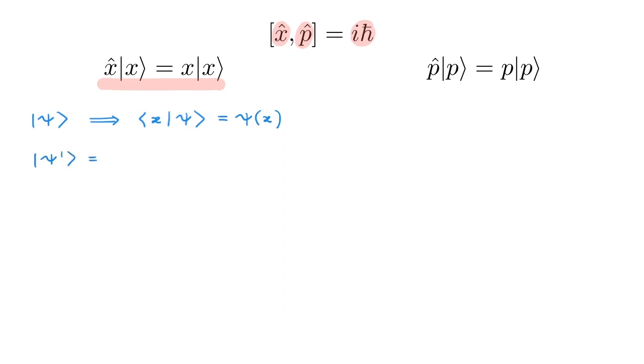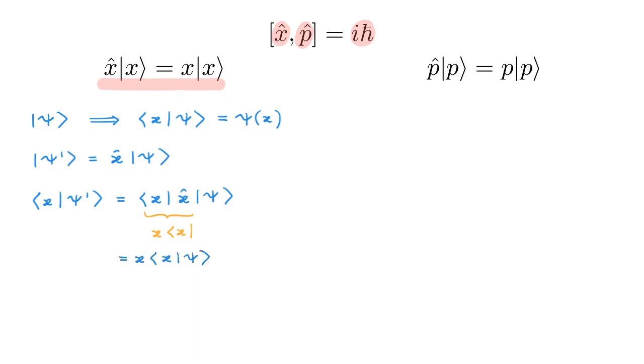To see how the position operator acts on wave functions, we start by constructing the ket psi prime, which is equal to the ket formed by the action of the position operator on the ket psi. The next step is to see what the ket psi prime looks like in the position representation, so we calculate the bracket between x and psi prime, which gives us the bra x, x hat, ket psi. Then we recognize that the action of x hat on the bra x is equal to the eigenvalue x times the bra x, because the x hat operator is a Hermitian operator. Putting this together, we obtain x and then the bracket between x and psi, which we recognize as the wave function, so we can write the whole thing as equal to x multiplying the wave function psi of x.